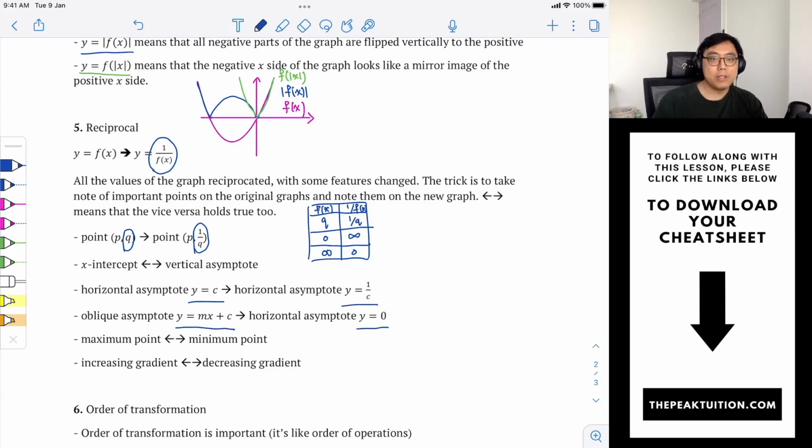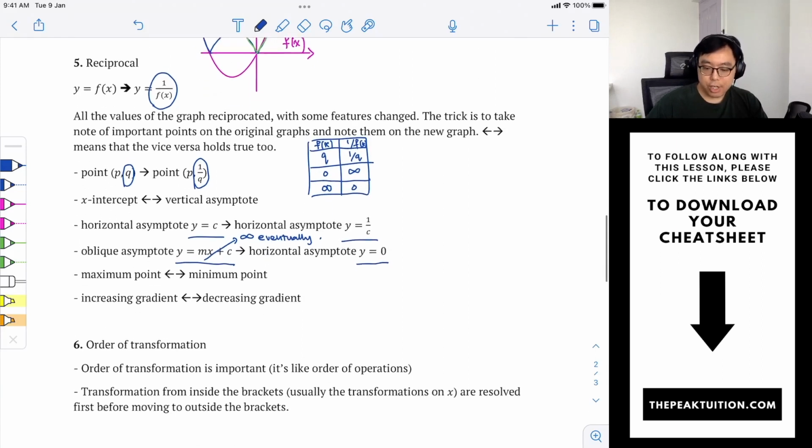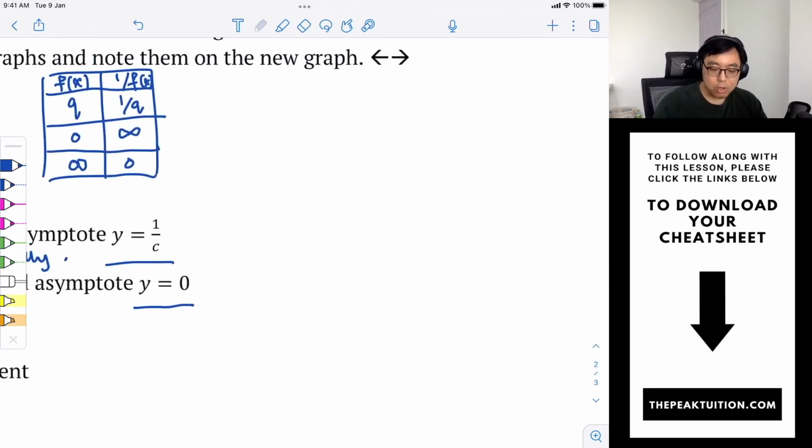Why? Because the oblique asymptote goes to infinity eventually, and the horizontal asymptote therefore goes to 0. Maximum points become minimum points because when you do 1 over, what is the smallest becomes the largest. And increasing gradient therefore becomes decreasing, because the bigger numbers become the smaller numbers. So as a very general example, I'm going to draw one that includes all of the rules that we just talked about.